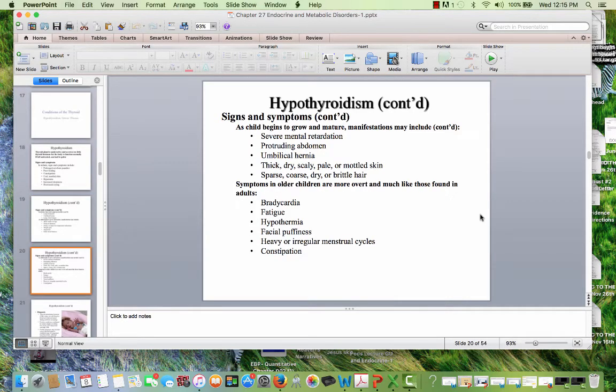As they grow and mature, other manifestations may include cognitive delay or mental retardation, protruding abdomen, umbilical hernia, thick, dry, scaly, pale, or mottled skin, and really dry, coarse, brittle hair. As the child gets older, the signs and symptoms are more overt, more like those found in adults. You'll see bradycardia, fatigue, hypothermia, facial puffiness, heavy or irregular menstrual cycles, especially in late school age and teens, and constipation.